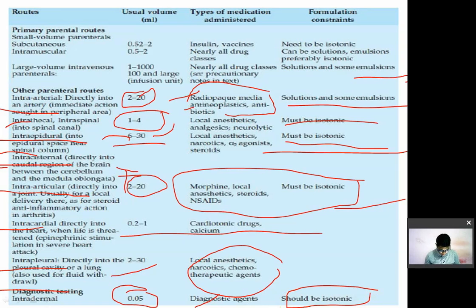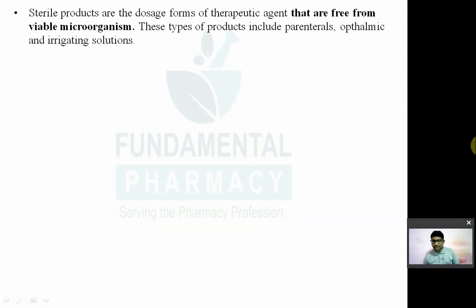What are sterile products? So again, sterile products are dosage forms or therapeutic agents. They are free from any viable form of microorganism. Sterile products are dosage forms with the therapeutic agent, totally free from any form of viable microorganism. So there should not be a single living cell.